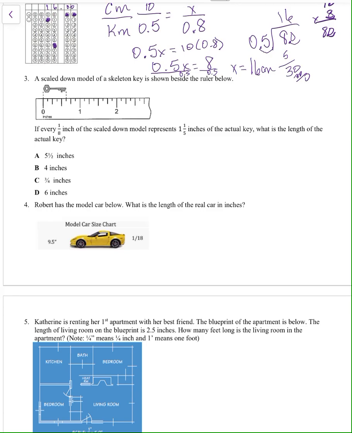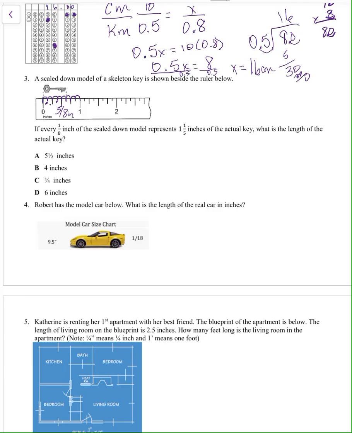Not sure what the scale is on this key, so I'm going to count. 1, 2, 3, 4, 5, 6, 7, 8. So that means that the ruler's in eighths. And 1, 2, 3, 4, 5. So that measures 5/8. So that's 5/8 inches.